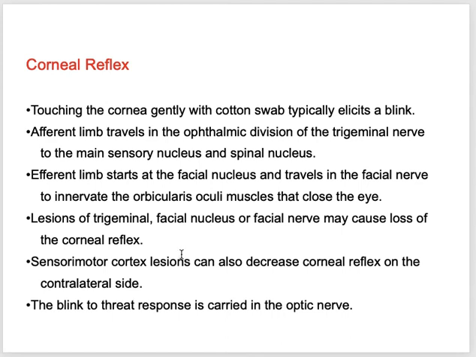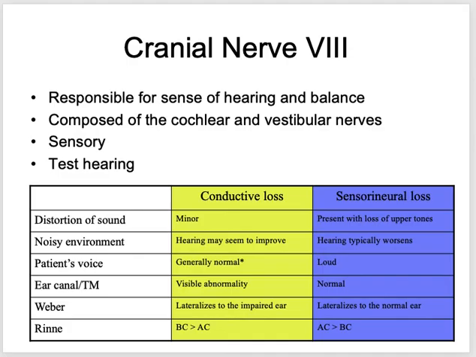In the corneal reflex, the afferent limb, or the nerve which carries the sensation to the brain, is the trigeminal nerve, the ophthalmic division, V1. The efferent limb starts at the facial nucleus and travels by the facial nerve to innervate the orbicularis oculi muscle that closes the eye, and that leads to the blink. So loss of the trigeminal nerve, facial nerve nucleus or facial nerve may cause loss of the corneal reflex. We can check the blink reflex or corneal reflex just to see whether there is any problem with the facial nerve or not.